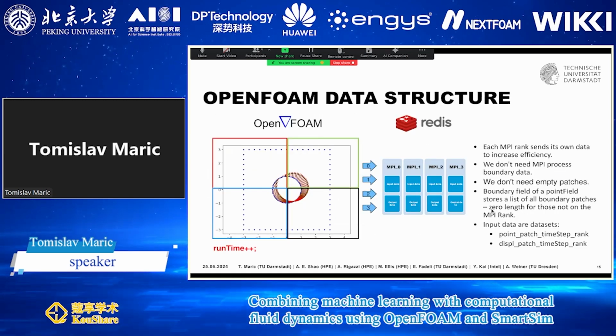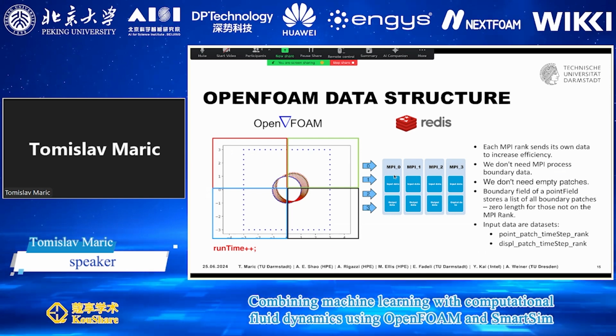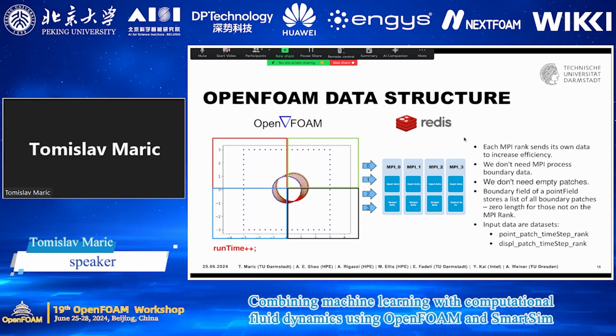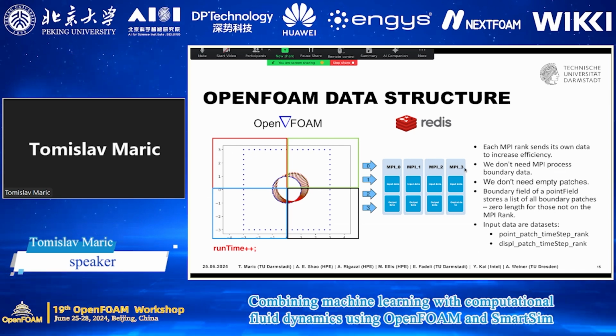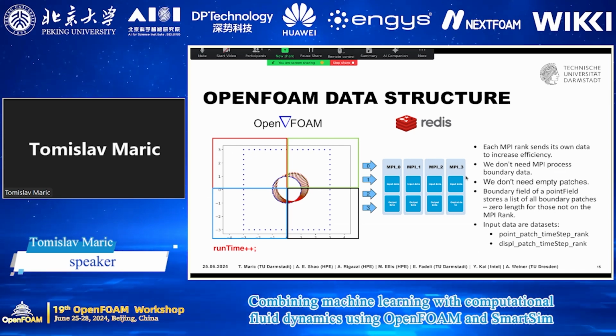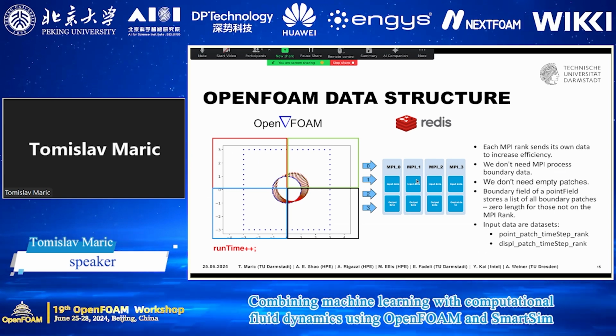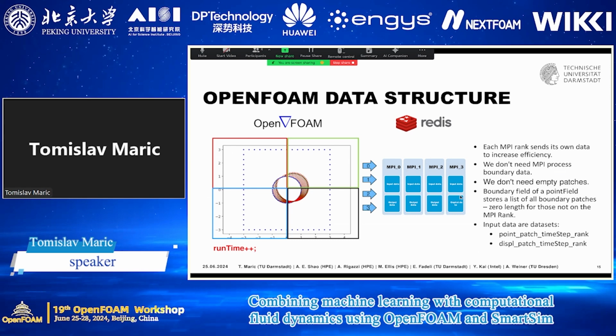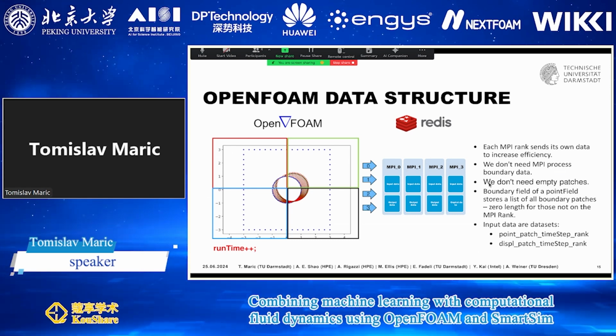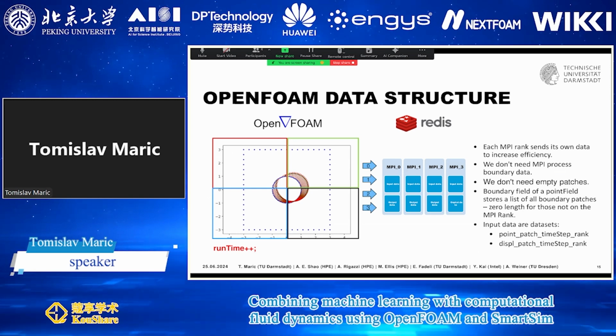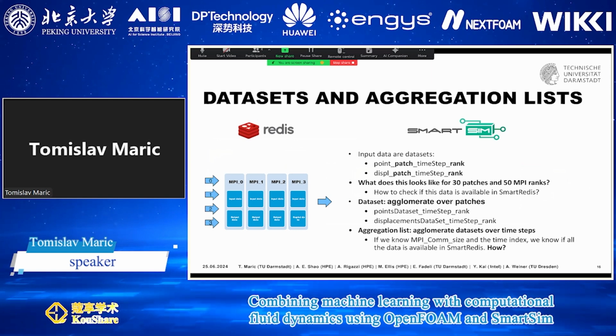Okay, and then how does this basically work? From each MPI rank, we send data to SmartRedis. We basically don't need MPI process boundary data. We don't need empty patches in 2D. So there are some things that you, as an OpenFOAM developer, need to be aware of. You don't send data from empty patches, like empty tensors, to the database, things like this. But apart from this, this is relatively straightforward.